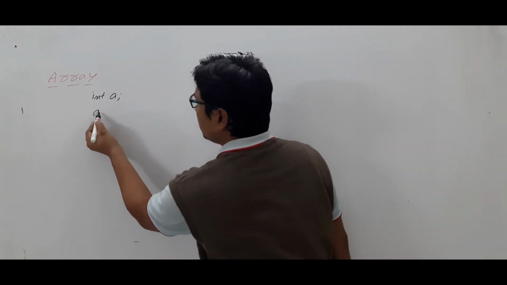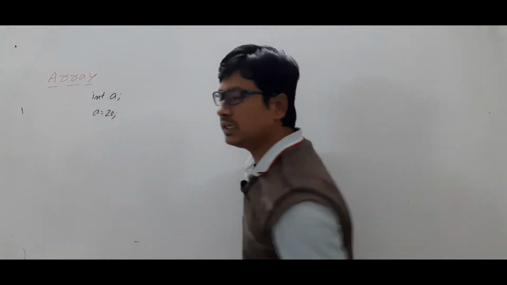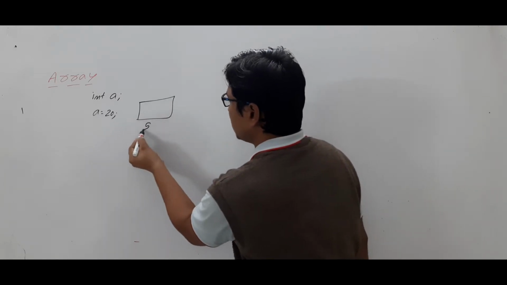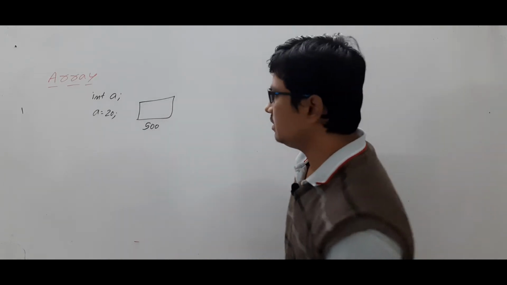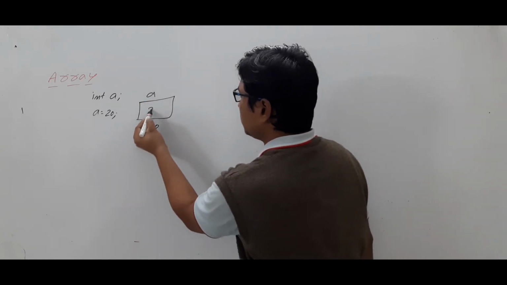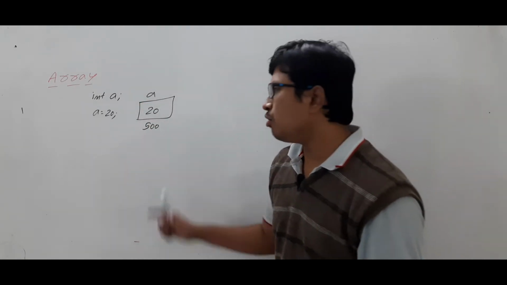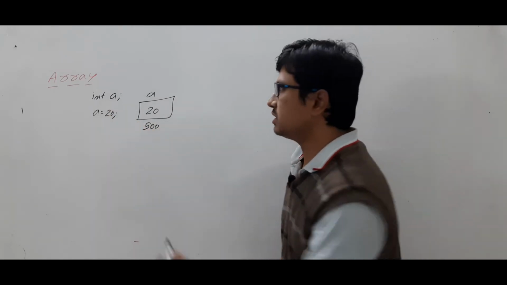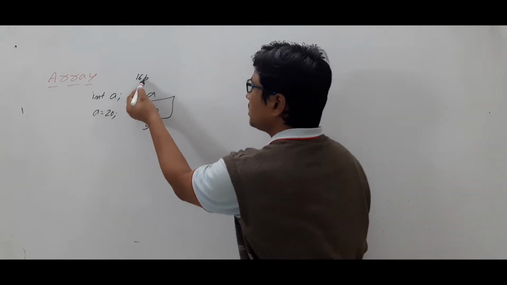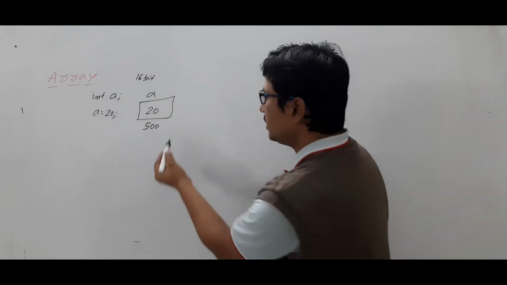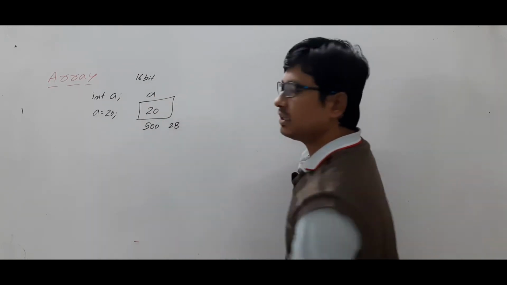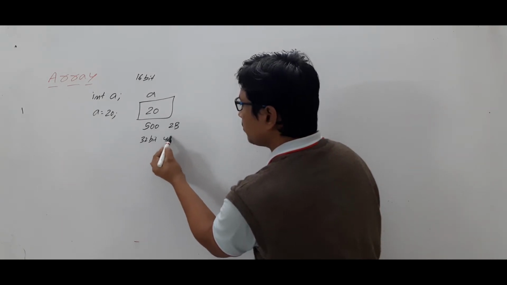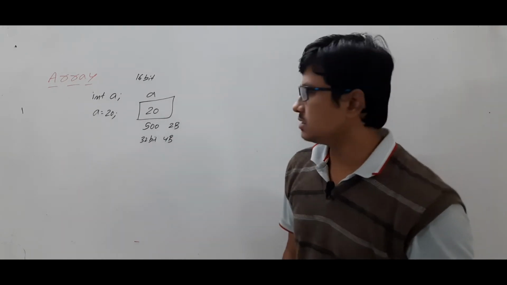Now, if you have assigned a value 20 to this variable, then in the memory location, let's take 500, the variable a will store the value 20. Now, how many bytes of memory will be occupied? That depends on which compiler you are using. If you are using a 16-bit compiler, then it will occupy 2 bytes of memory. If you are using a 32-bit compiler, it will occupy 4 bytes of memory. Is it clear or not?